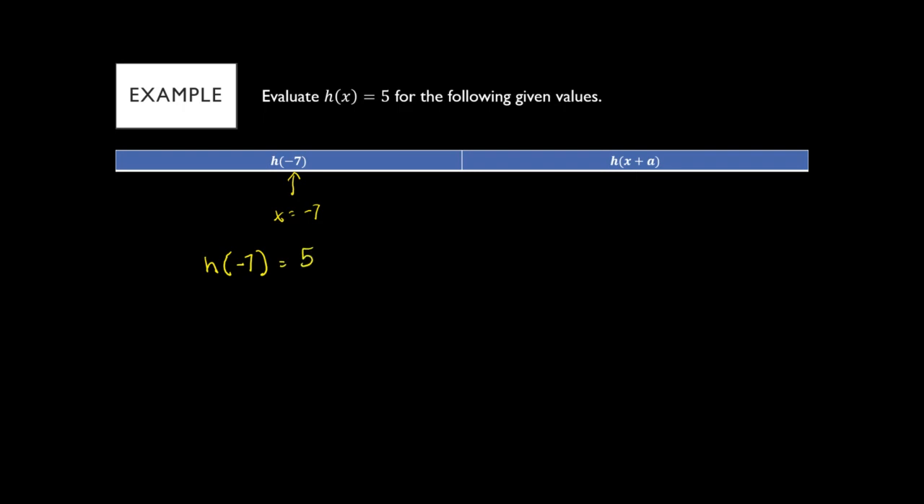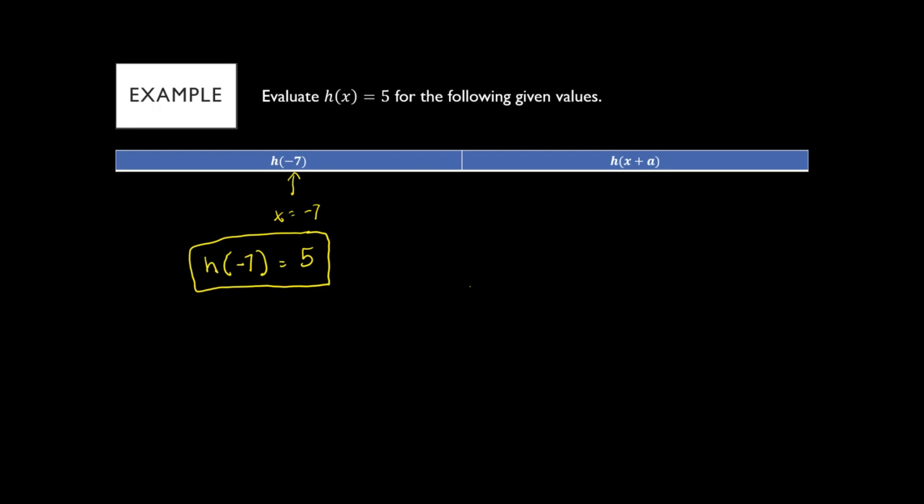There are no x's on the right side, so there's nowhere to plug -7 in on the right. It's just literally 5, and there's no order of operations to do. So our answer here is just h of -7 equals 5. We plugged in for x, and the output is 5. We didn't even really need to do any math.